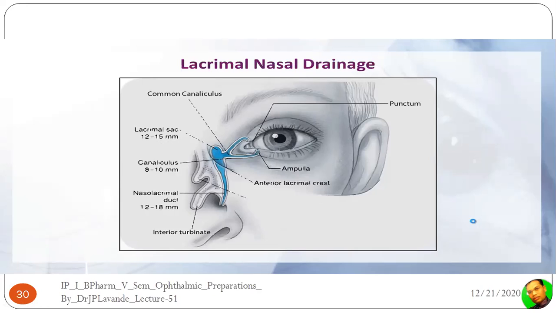There is a nasolacrimal duct, because this lacrimal duct comes and opens into the nose. So there is an anterior lacrimal crest, and you will find that it opens into the nose. So whatever drug or solution is introduced into the eye travels its journey through this nasolacrimal duct, and appears in the nose.